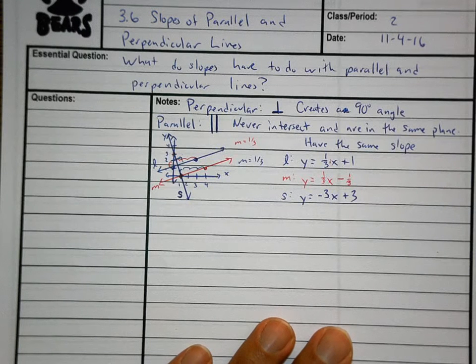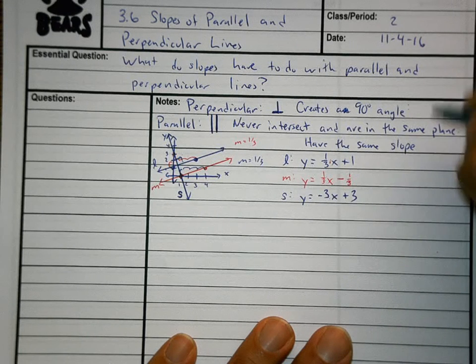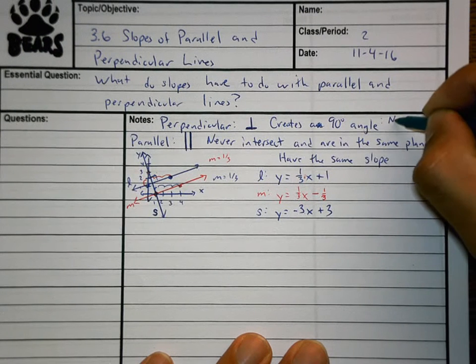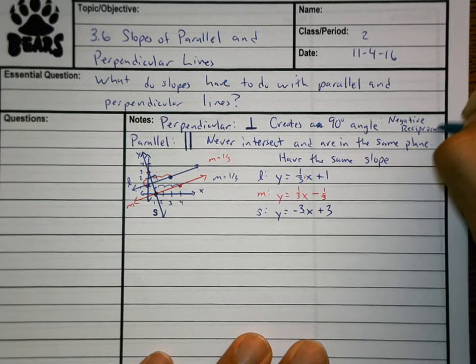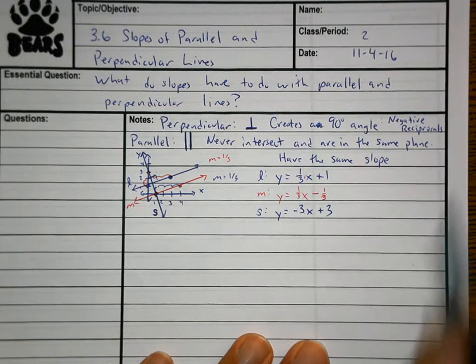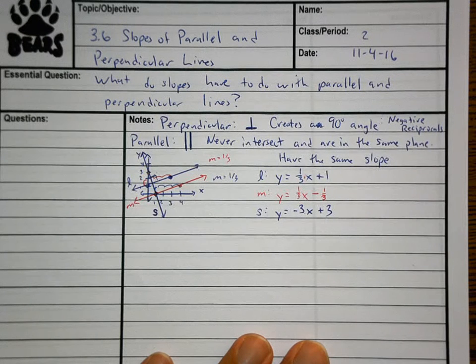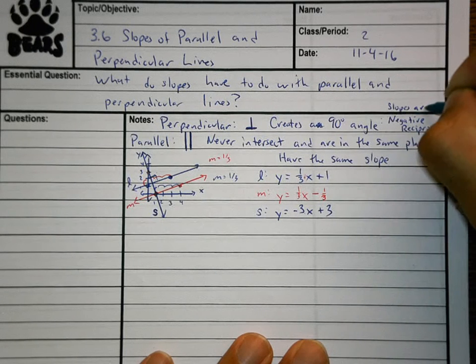There are fancy words for that. Let's write down the fancy words. I'm going to write it up here, right next to perpendicular. They are negative reciprocals. Their slopes are negative reciprocals.